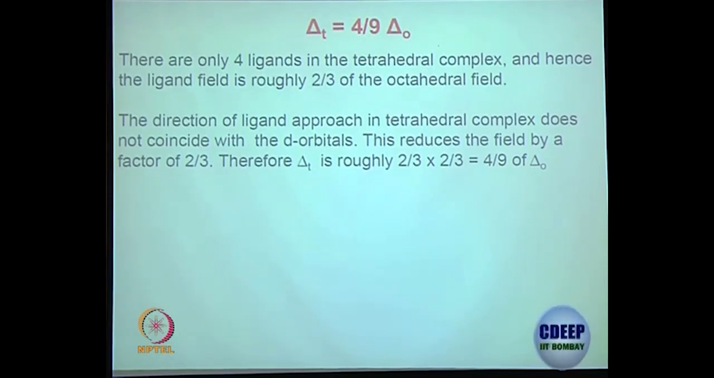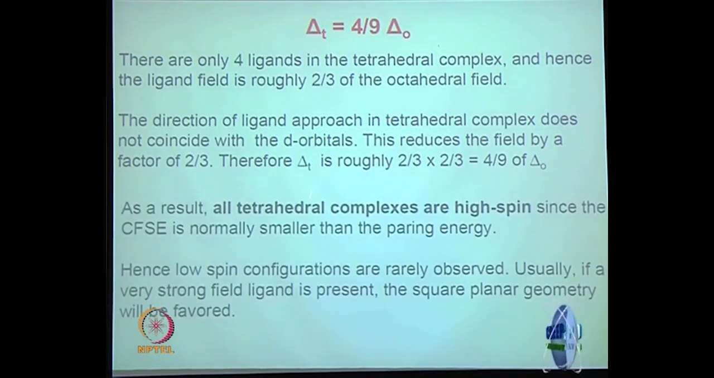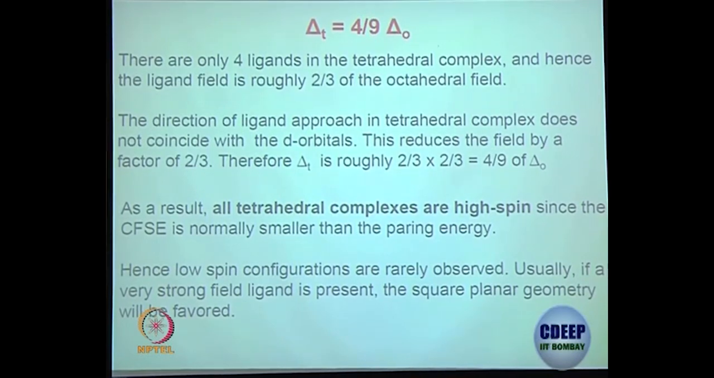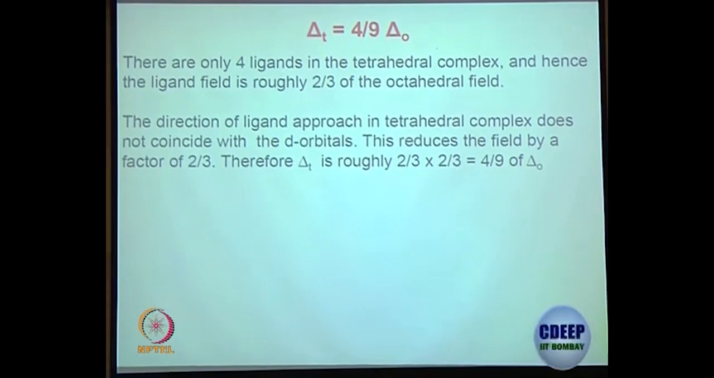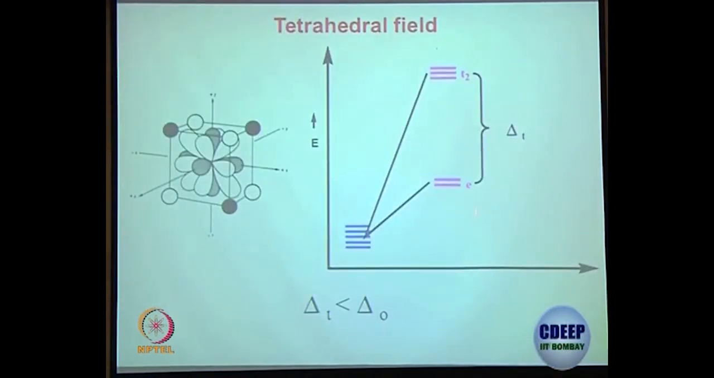Where is the 4/9 coming from? 2/3 times 2/3: 2/3 due to the number of ligands, 6 times 2/3 is 4, and another 2/3 due to the angle of approach. Anyway, that is what I was trying to tell. All tetrahedral complexes are high spin because the splitting is less. Understood? Octahedral and tetrahedral are a completely different scenario. T2g lower, Eg up. Here it is E, not Eg. E lower, T2 up. That is all you need to know.